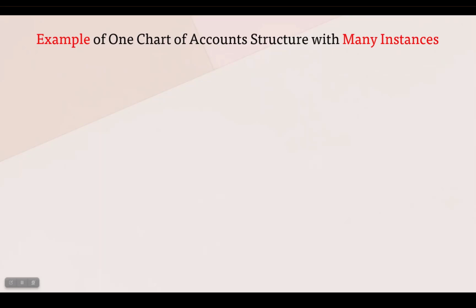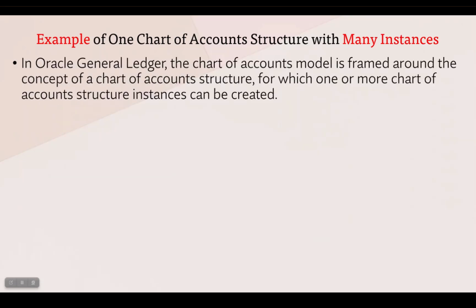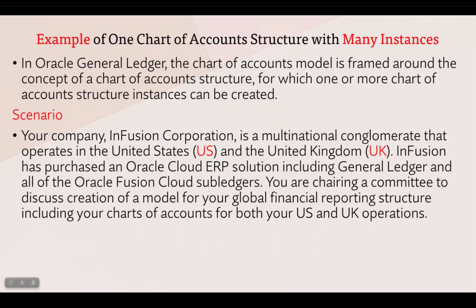Example: in case I have one chart of accounts structure and I need to build many chart of accounts structure instances. Again, this is the model around structure and structure instance. For example, your company, Infusion Corporation, is a multinational that operates in the US and the UK. Infusion has purchased the Oracle Cloud ERP solution, including GL and all of the Oracle Fusion Cloud subledgers. You are sharing a committee to discuss the creation of a model for your global financial reporting structures, including your chart of accounts for both US and UK operations.